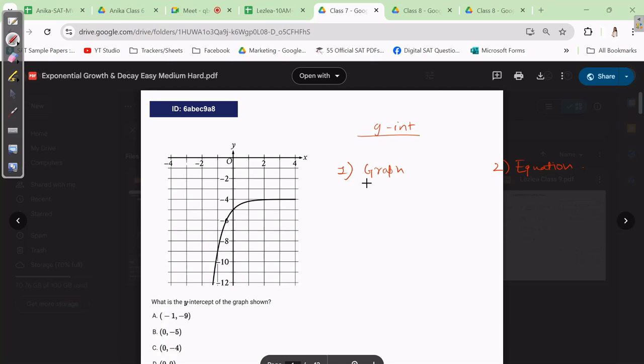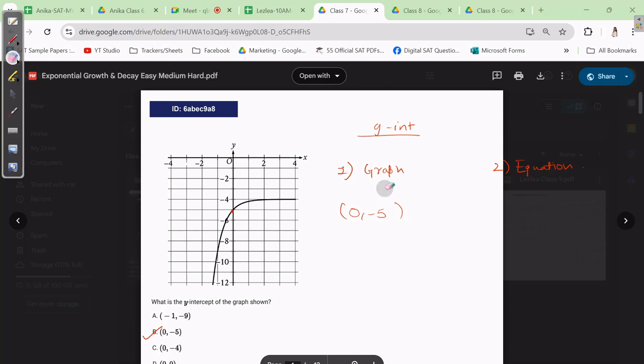The y-intercept of this graph will be... Y-intercept is that point at which, wouldn't it just be 0 comma negative 5? Yes, so option B is correct. So it is going to be that point at which the graph crosses the y-axis. Now same thing, we should be able to find out if the equation is given.